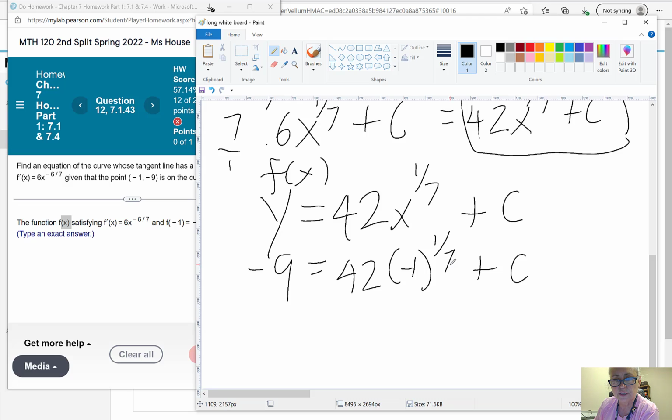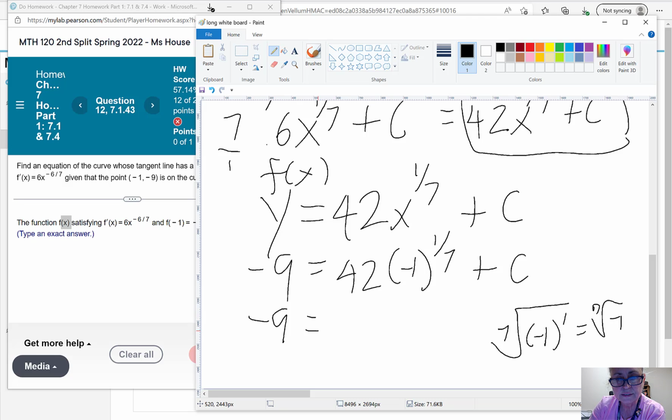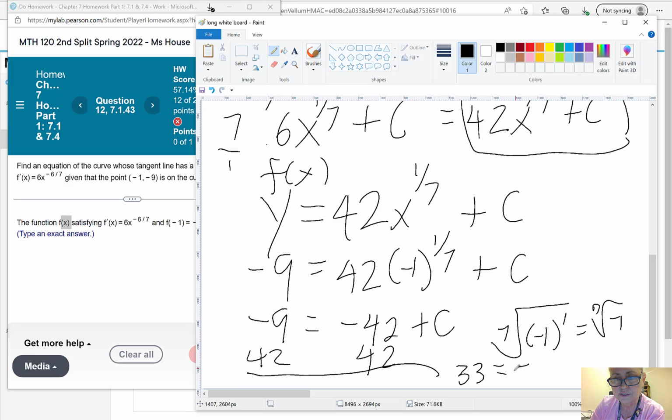And we got to figure out what this -1 to the 1/7 is. Well, that means the 7th root of -1 to the 1. So that's the 7th root of -1. That's just going to be -1. So -9 is 42 times -1, -42 plus c. Add 42 to both sides, and 42 subtract 9 is 33. So c is 33, right? So if we do this here, we get 33 is our c.